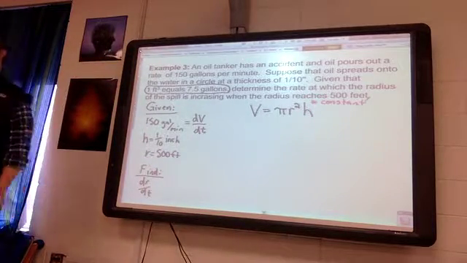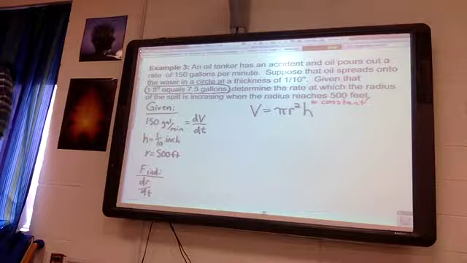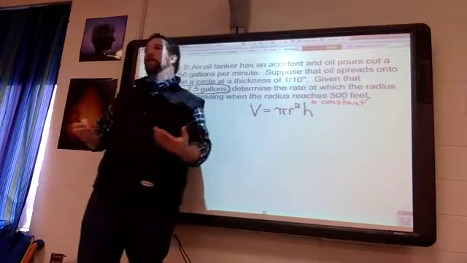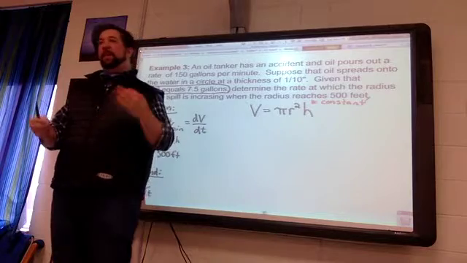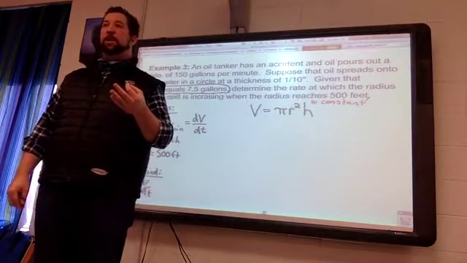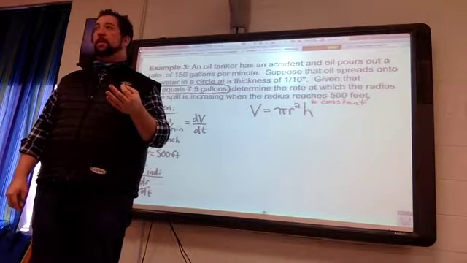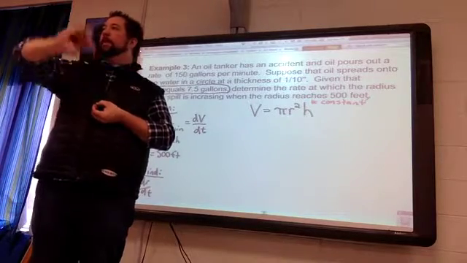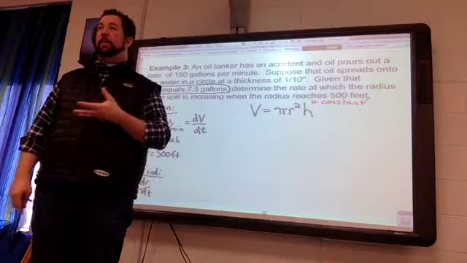Okay, because when we do our derivatives in a second, we're just going to treat h as a constant. If not, there's a product rule going on, which you could do, but when you get the dh/dt, the rate at which the height is changing, is the height changing? No. So it would be 0, so that whole term would just go away. So we don't have to worry about it.